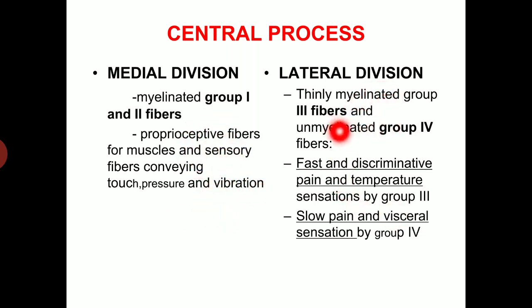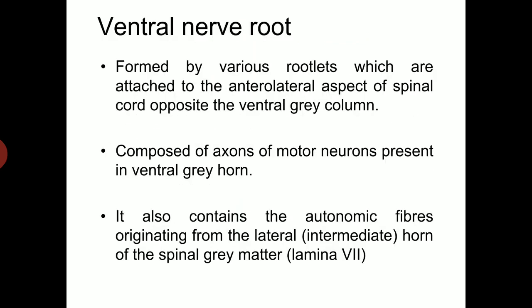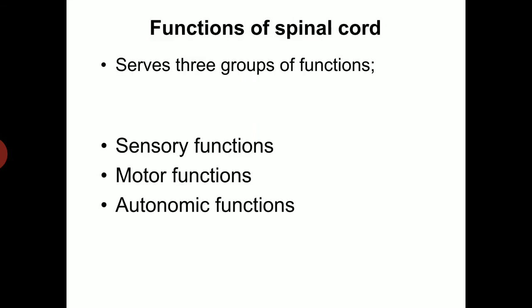Lateral division has third group and fourth group. Third group is thinly myelinated and fourth group is unmyelinated fibers. Fast and discriminative pain and temperature sensation is carried by group 3, slow pain and visceral sensation carried by group 4. Now last is function of spinal cord. We will discuss in the next lecture. Thank you.